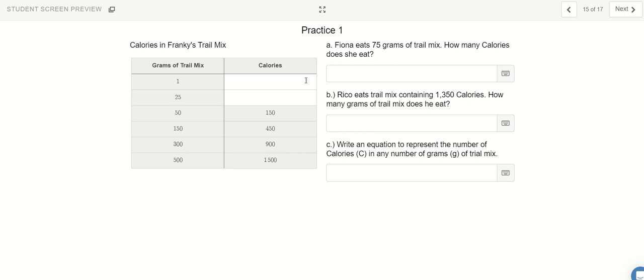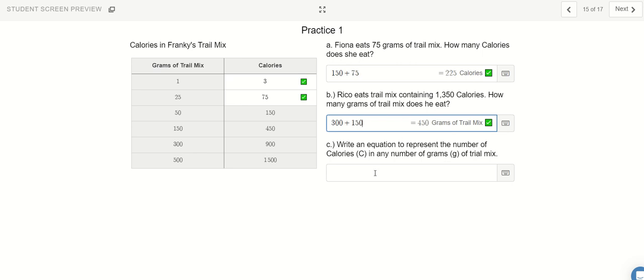So here, let's go over these practices. If I cut this in half, it would be 75 calories. And if I divide by 25, it would be 3 calories. So if I eat 75 grams of trail mix, how many calories am I going to need? I know 50 plus 25 makes 75 grams of trail mix. So I'm going to add the 150 and 75. So that's how many calories I eat for 75 grams. If I have 1350 calories, how many grams of trail mix did I eat? So 1350 is going to be around here. If I combine these two, that would be 1350. So I need 300 plus 150. So I need about 450 grams of trail mix.